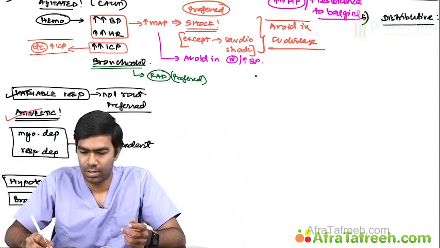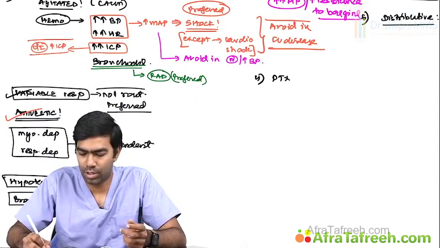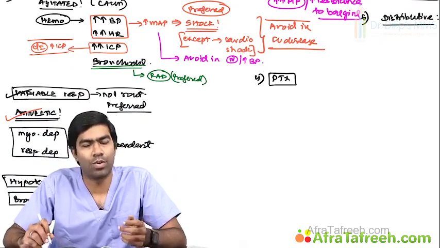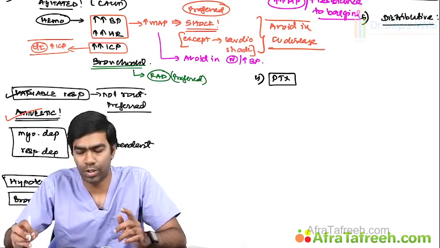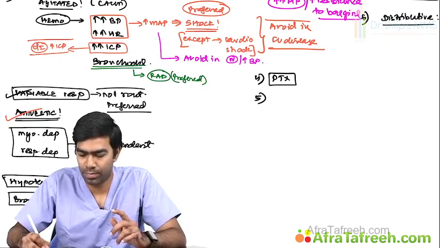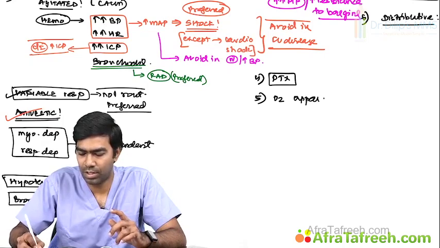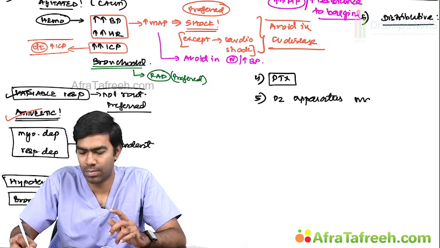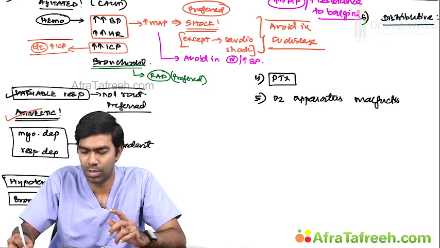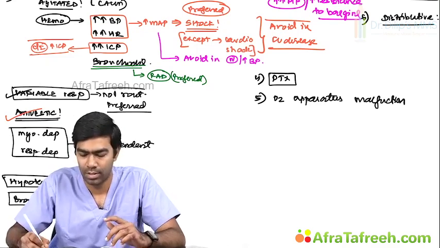Fine. Number 4, tension pneumothorax. We know how to treat that. We have seen multiple times. I'm not going to discuss again. That is due to barotrauma. Then malfunctioning of the oxygen apparatus. Again, this is an equipment problem, so you have to change the equipment.